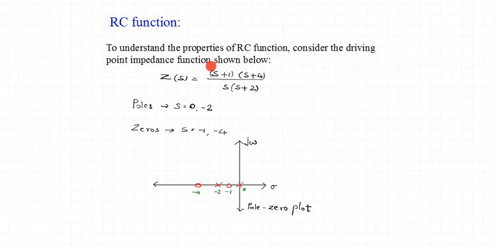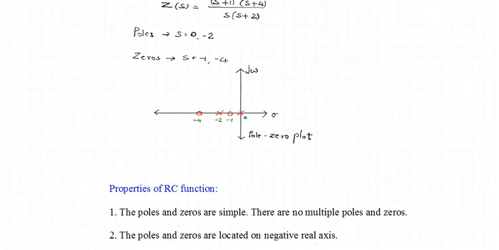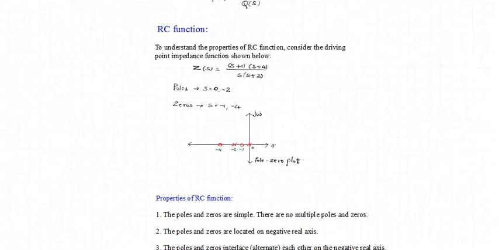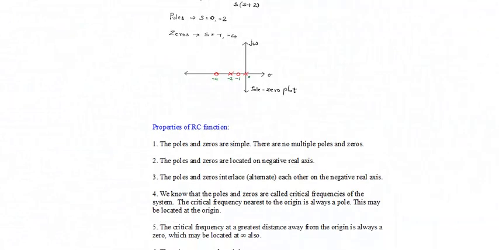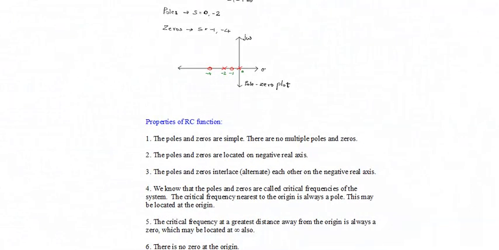Now with this we will identify the properties. Right? With this in front of us, let us identify all the properties that belong to a RC function. So look at the pole zero plot and understand the properties. Then that gives a clearer meaning to us. So what does the RC function consist of? The RC function should have poles and zeros which are simple. You could see here the poles and zeros are not complex. They are all lying on the real axis, and that's why they are simple.